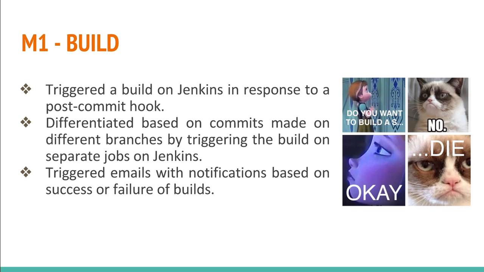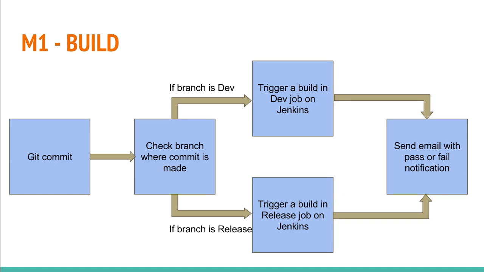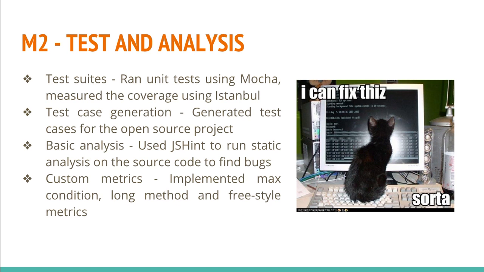We use Jenkins to trigger build jobs. First, a post-commit git hook was created to trigger different Jenkins jobs based on the branch on which we committed. Our project had two branches, the dev branch and the release branch. If the commit was made on the dev branch, then the corresponding dev job was triggered to be built on Jenkins. Otherwise, if the commit was made on release branch, then the release job was triggered on Jenkins. We displayed a message on the console to indicate which branch was being built and sent an email with pass or fail notification.